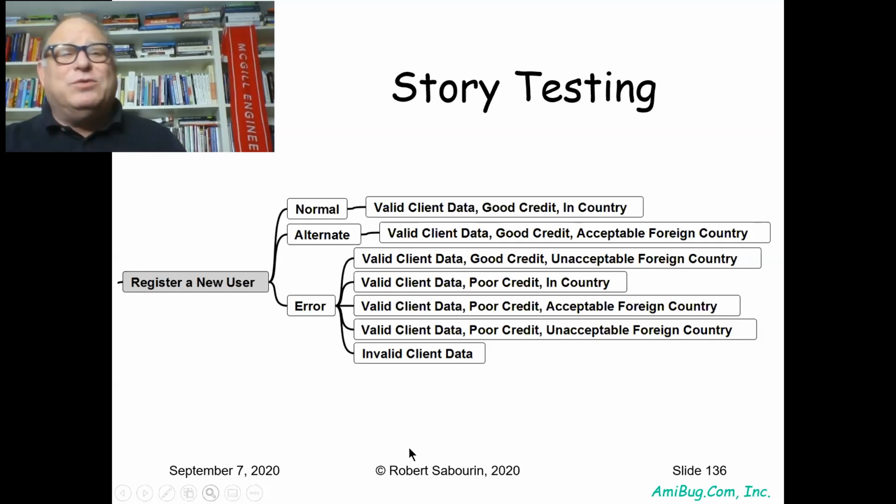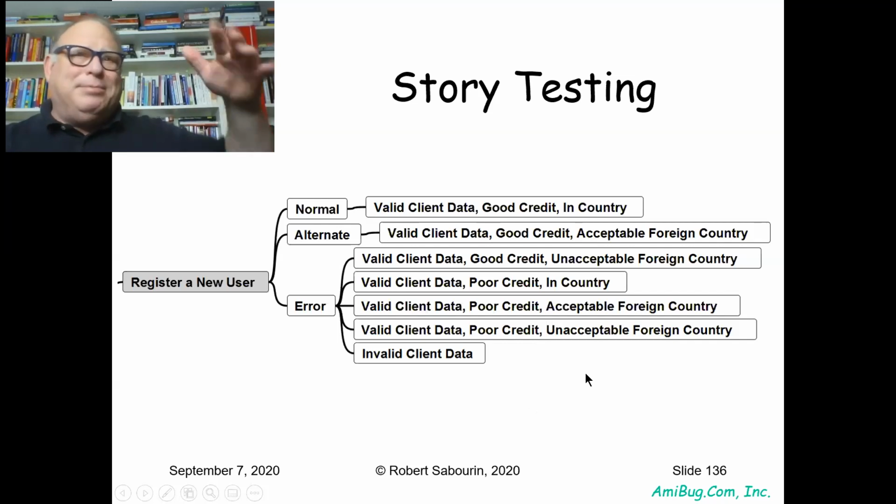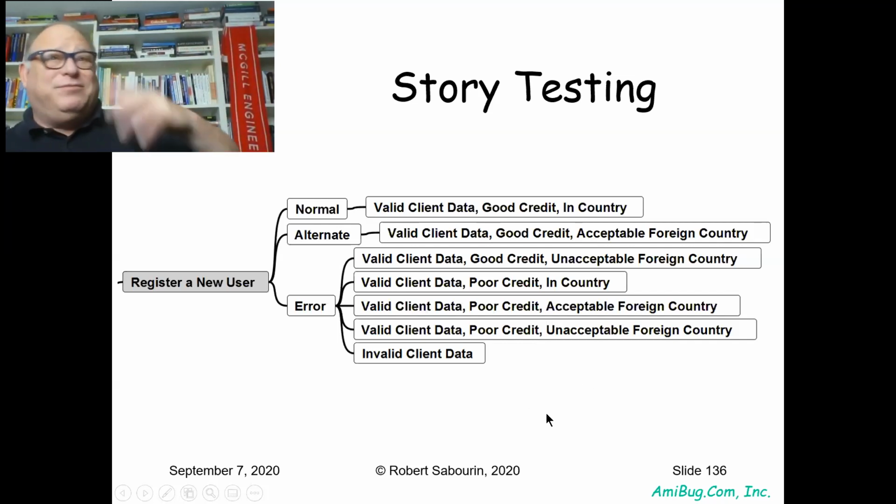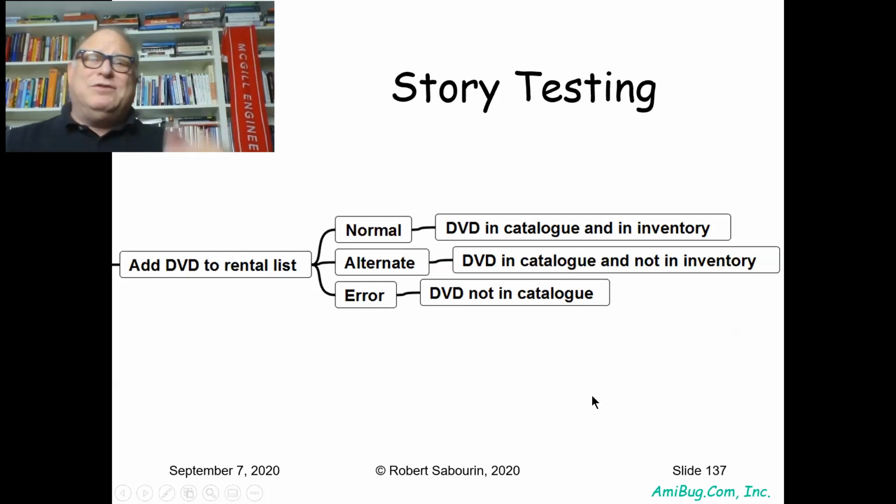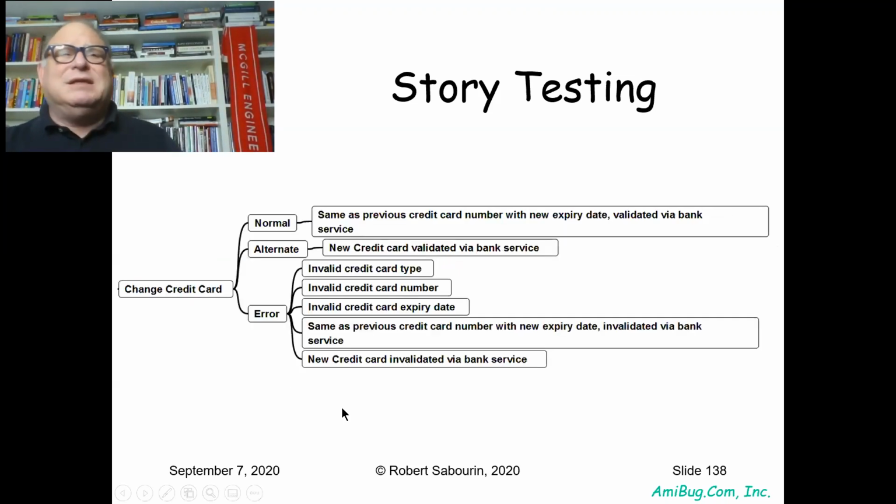That's also something I might want to elicit from my stakeholders. So what is the expected outcome? If we have invalid data, do we want to give an error message, or do we want to try to pre-populate a field or grab it from, these days, Facebook or something like that? Whatever the customer wants. For the story adding a DVD to a rental list, normal flow, the DVD's in catalog and in inventory. Alternate, it's in catalog but not in inventory. Error, it's not in catalog. So they're choosing something to rent from a catalog, but it's not available to be rented.